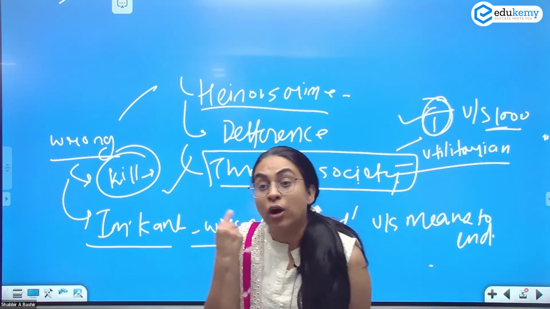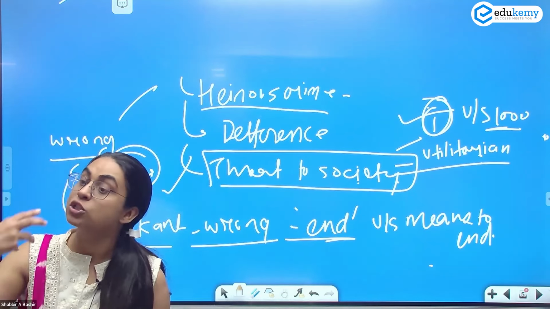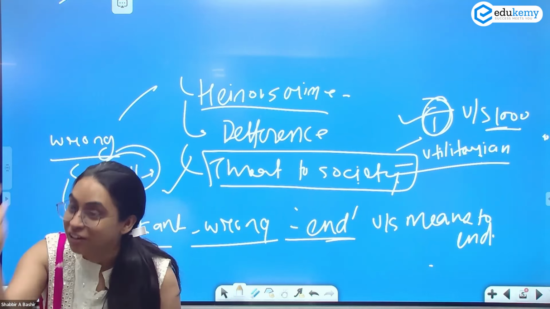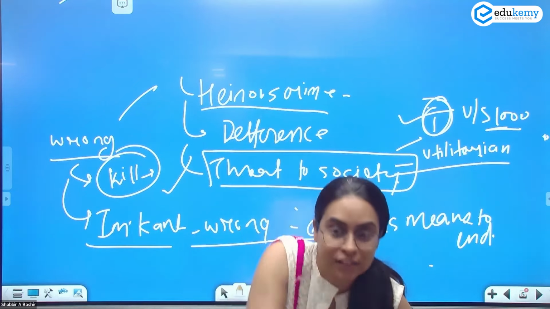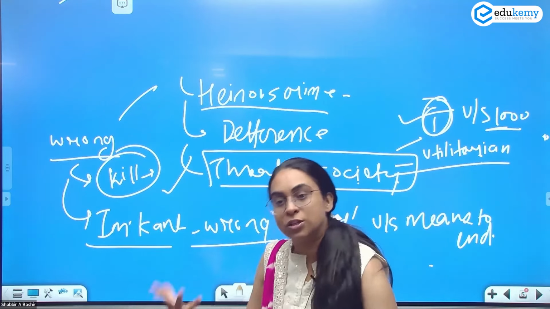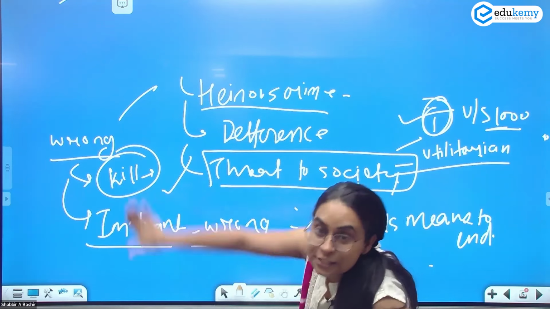So what is right or wrong depends on what source you are using. Are you using religion? Are you using custom? Are you using tradition? Are you using Gandhi ji as a source? Are you using the constitution as a source? Are you using law as a source? Or are you using any school as a source?